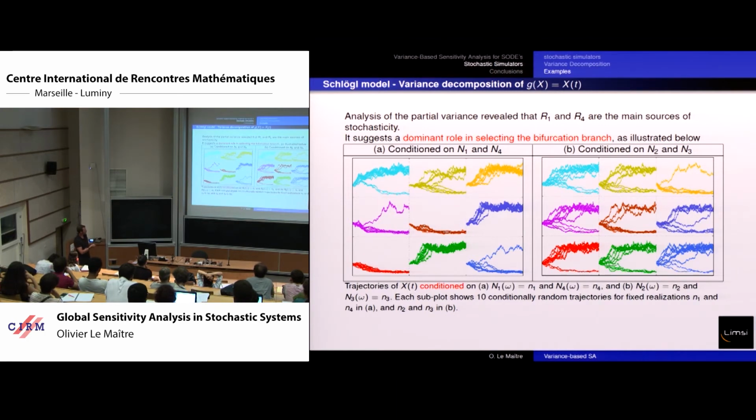So here, on each of these small plots, you have a draw of N1 and N4, so the Poisson processes of channel 1 and channel 4, and we repeat for other realizations of channel 2 and 3, and you see that most of the time you stay on the same branch. It's quite unlikely that you shift, while in the other case, which is completely the opposite, you see that you tend to be less selective in your branch.